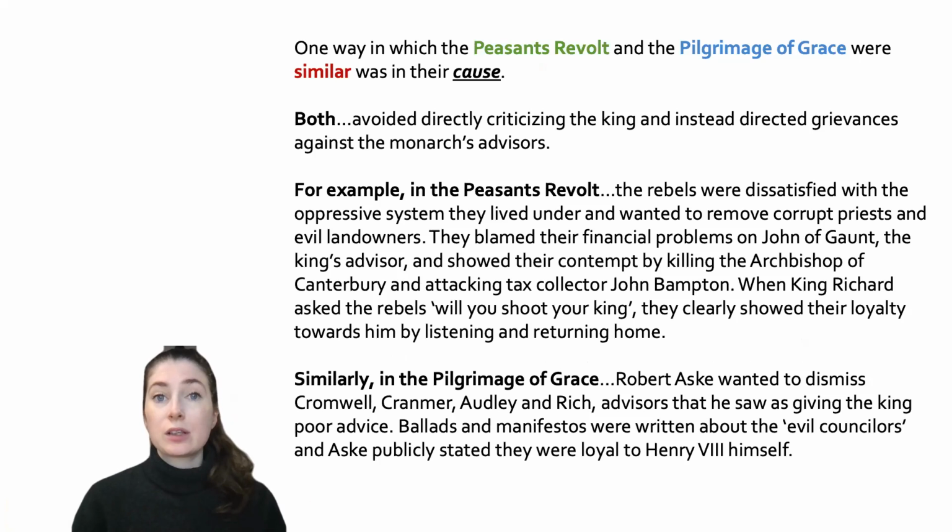You give the evidence of why the Pilgrimage of Grace matches up with your point. So I've written, Robert Aske wanted to dismiss Cromwell, Cranmer, Audley and Rich, advisors that he saw as giving the king poor advice. Ballads and manifestos were written about the evil councillors, and Aske publicly stated that they were loyal to Henry VIII himself. So again, I've got some grade 9 knowledge there. I've got a quotation from the manifesto itself, from the rebellion. And I've made it clear that they're loyal to the king, and therefore my evidence sums up my point.